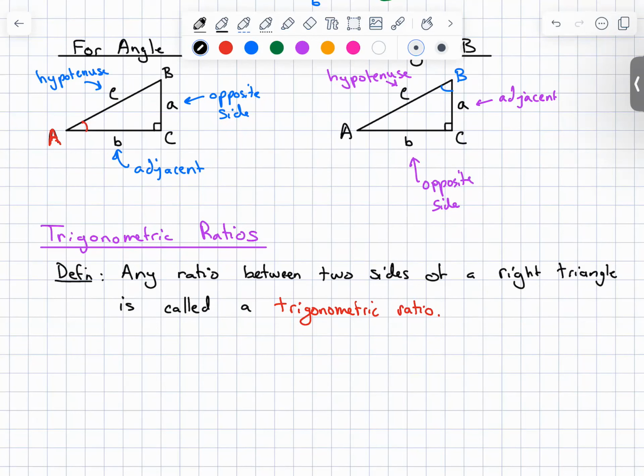So the first one is called sine of angle A, or B, it doesn't matter. Sine is spelled S-I-N-E. But when you're using it in an equation, you write it as S-I-N, and we say sine. Sine of A, or it could be B, is equal to the opposite over the hypotenuse.